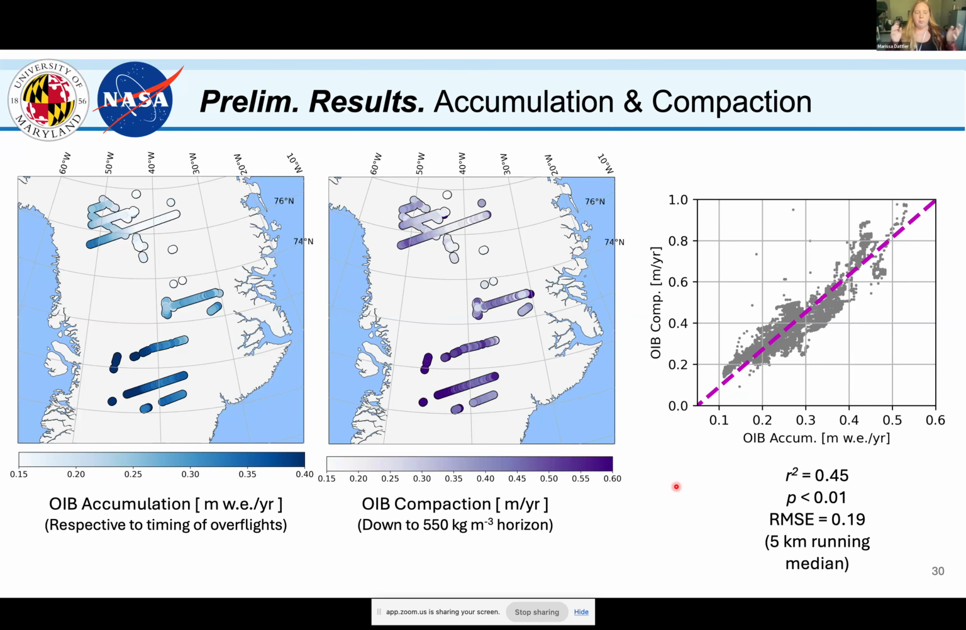And then also when we compare OIB accumulation to the compaction rate that we calculated, we can start to see that we're having similar patterns in accumulation as compaction. And that would make sense because greater amounts of accumulation are associated with lower density snow, which compacts faster. And also greater amounts of accumulation are related to thicker layers, which result in greater overburden pressure and greater compaction. So kind of something that we would expect to see so far in our very preliminary plots of these.